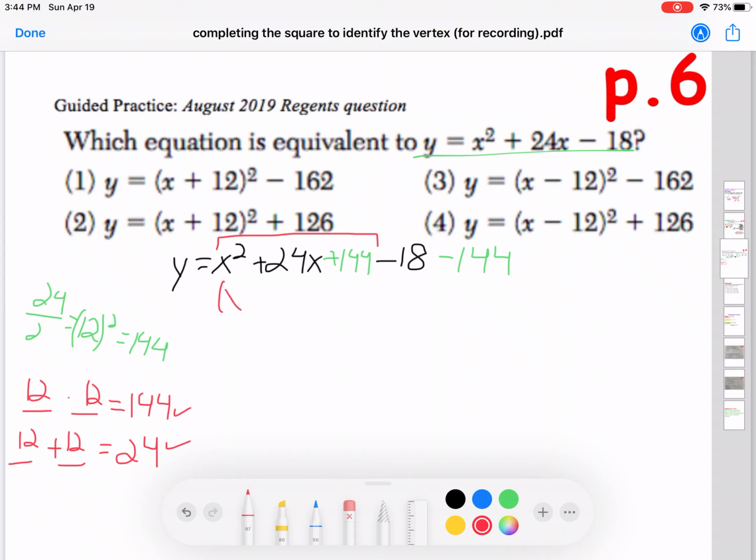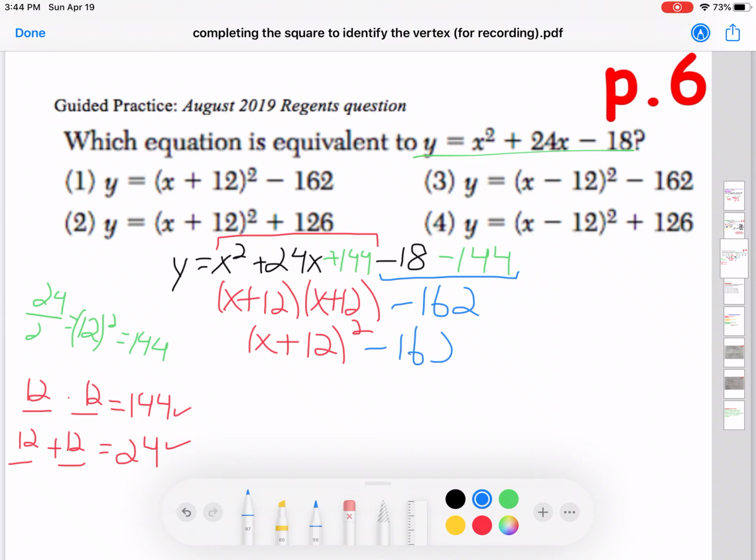So we're going to factor this to x plus 12 times x plus 12, which can also just be written as x plus 12 squared. On the end here, we're just going to do -18 minus 144. You can use your calculator to help with this, and you should get -162. So if we compare this to our answer choices, you should get choice 1 as your answer for the guided practice.